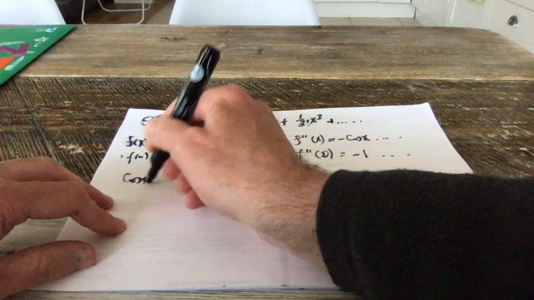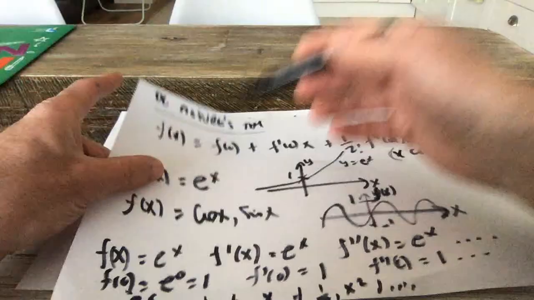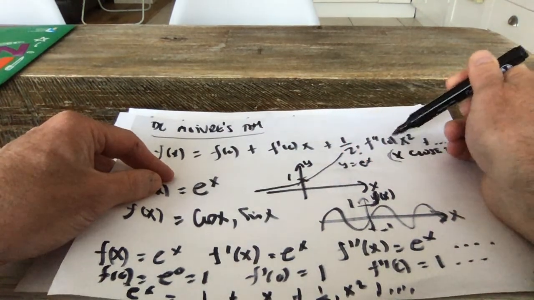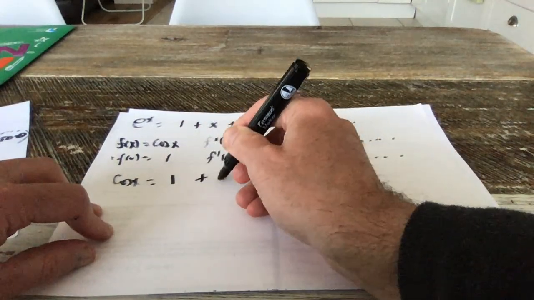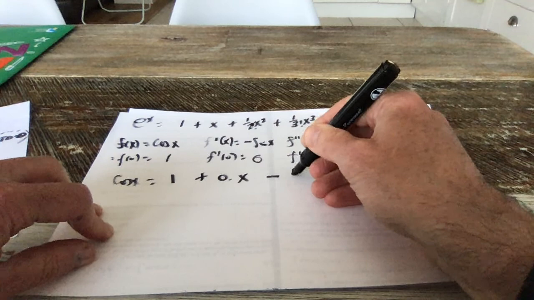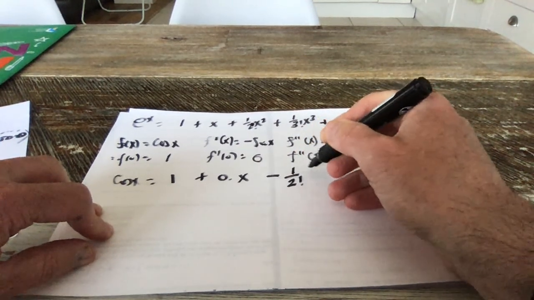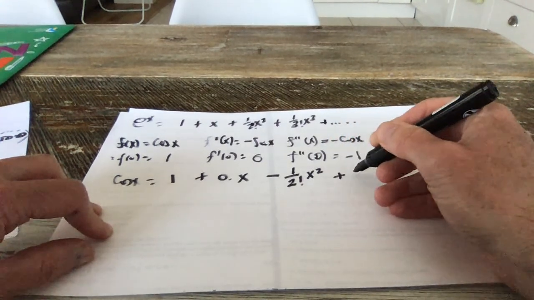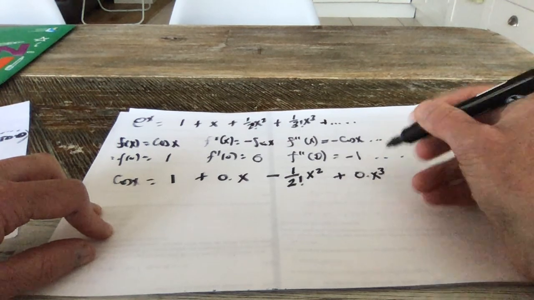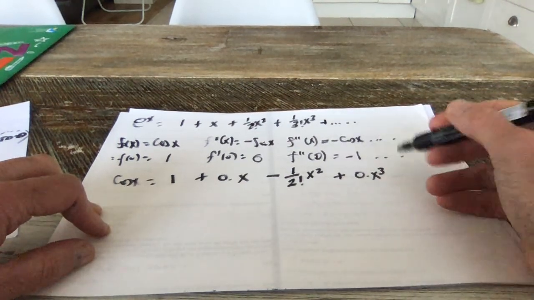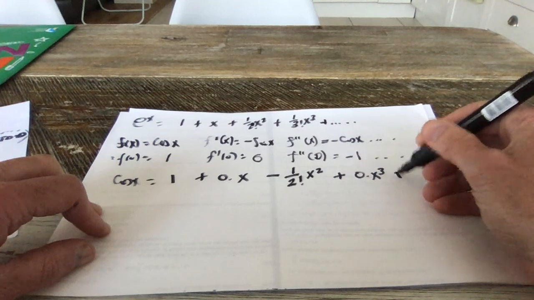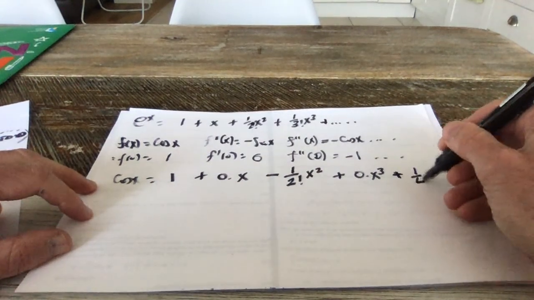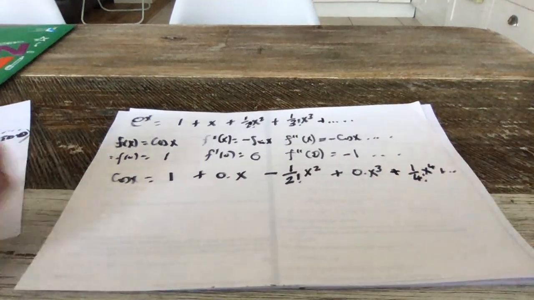So I'm getting cos x is equal to 1 from this term. There's no x contribution because f prime of 0 is 0 for cos x. So I'm going to get plus 0 times x, minus 1 over 2 factorial x squared. There's going to be no x cubed term, because when I differentiate cos, I'm going to get sine, and sine 0 is equal to 0. And when I differentiate sin x, I'm going to get 1. So when I differentiate that, then I'm going to get 1 over 4 factorial x to the power 4, plus dot dot dot. So you see what happens.